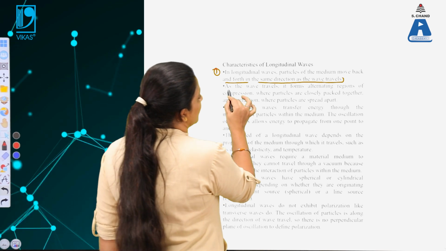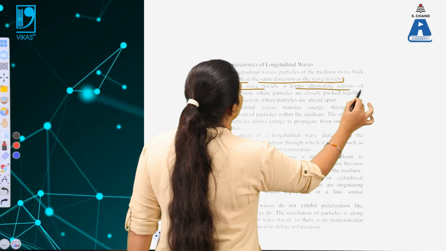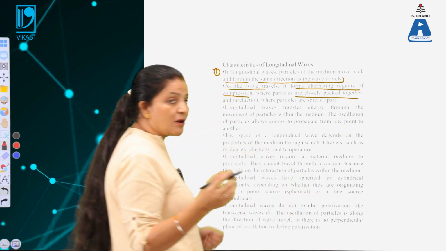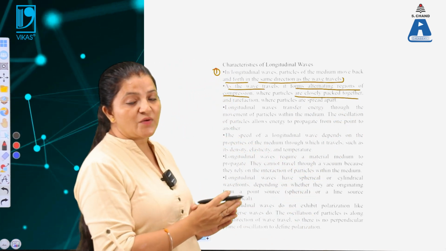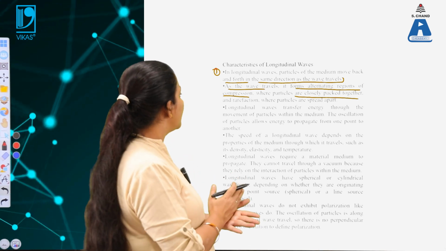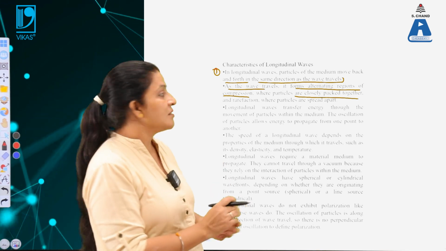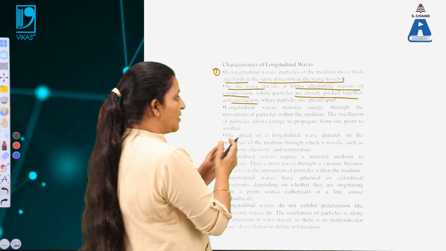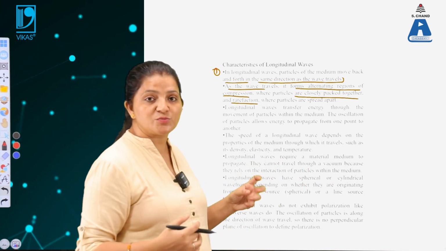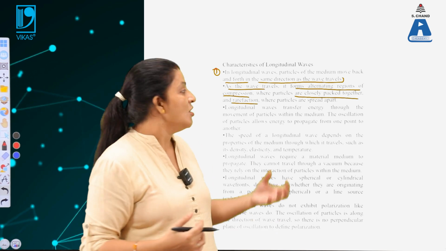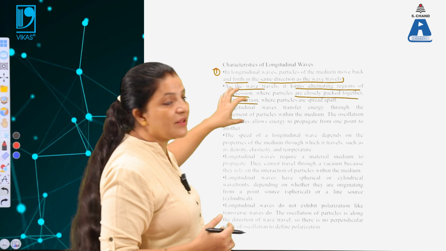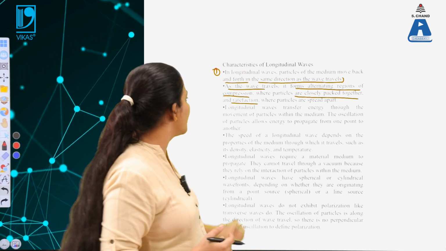Second point, as the wave travels, it forms alternating regions of compression. In the compression, particles are closely packed to each other, so pressure and density are very high in the compression region. Next is the rarefaction, where the particles are spread out. If the particles cover a large area, automatically density and pressure will be small. So longitudinal waves are formed by the combination of compression and rarefaction.